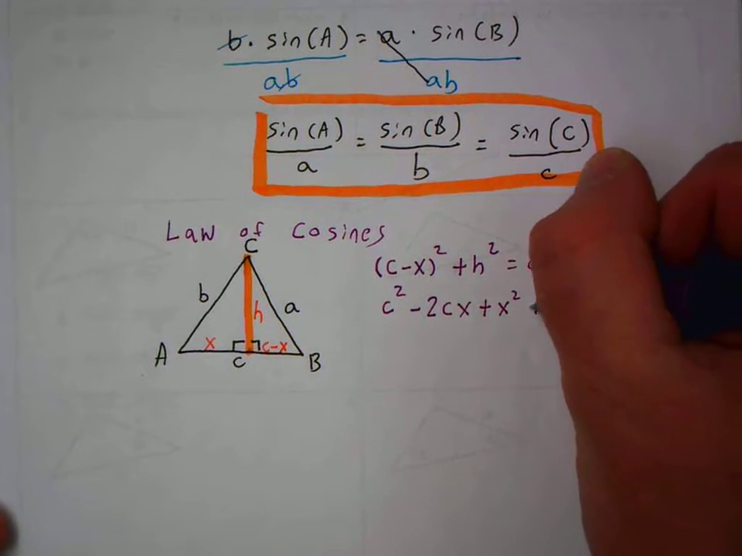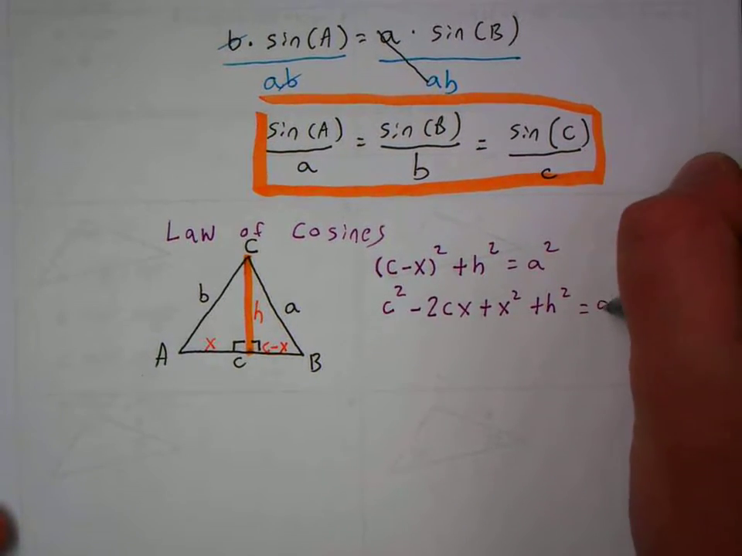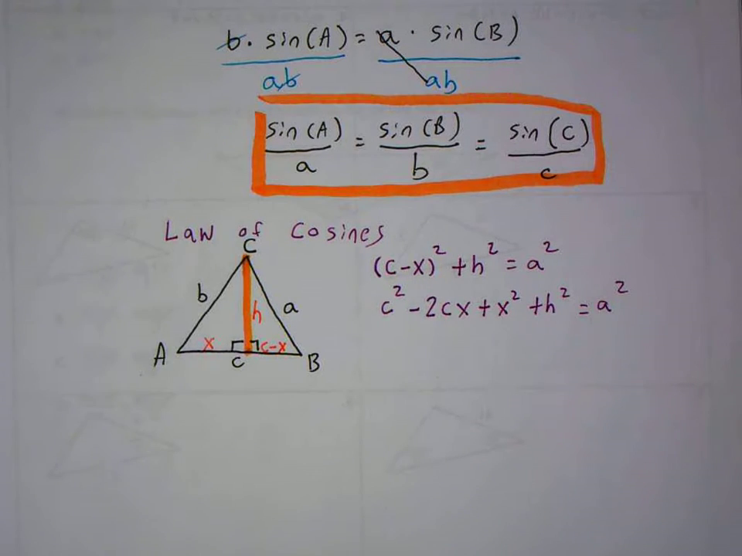Bring down what we have. I know I made kind of a big jump right there distributing. Do you guys understand how I distributed? We write c minus x twice, and go c times c, c times negative x, negative x times c, negative x times negative x. I just did that in my head to save space.